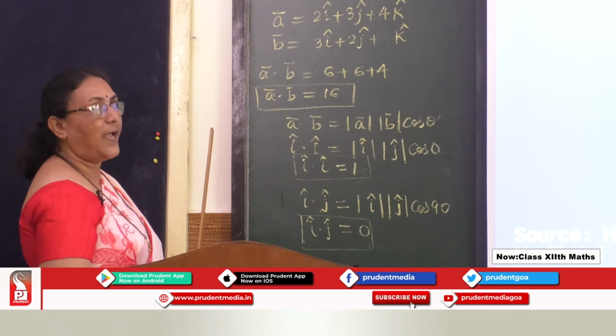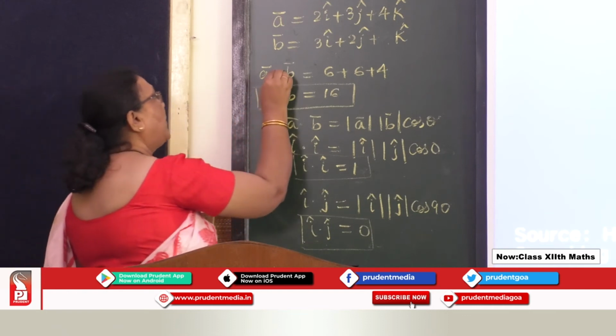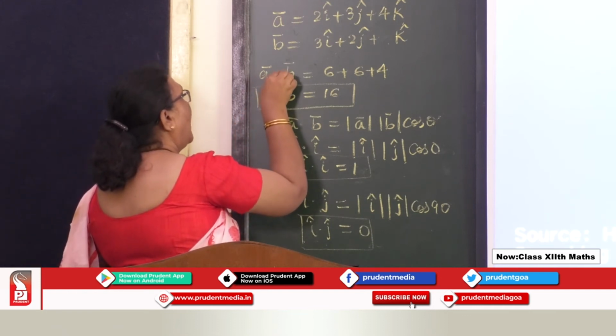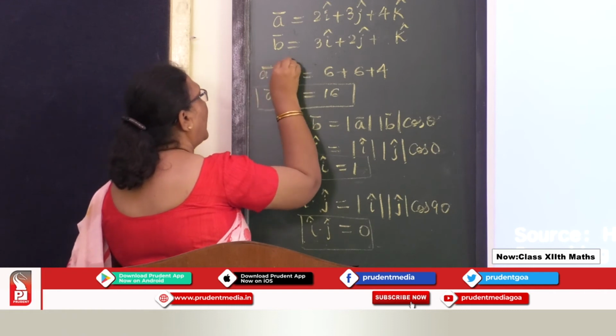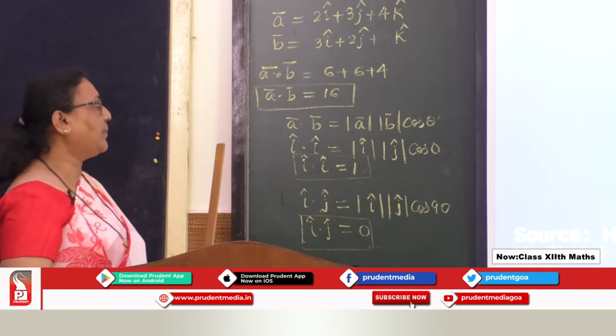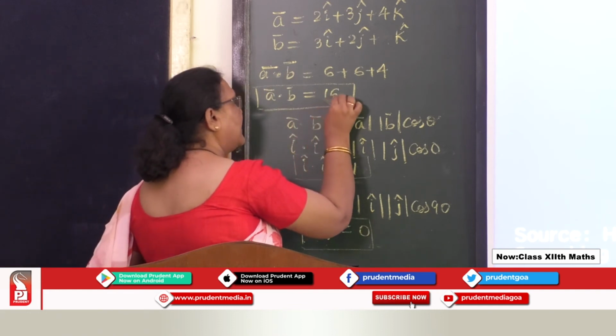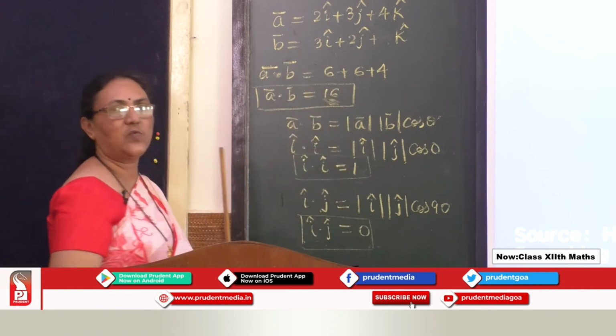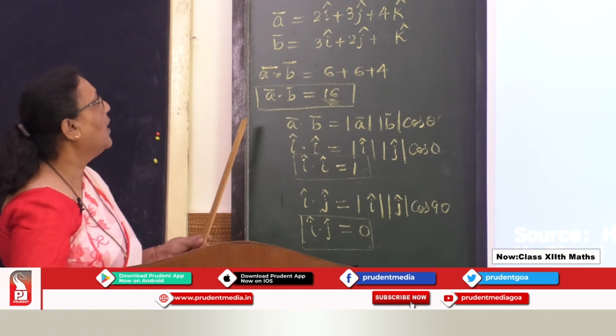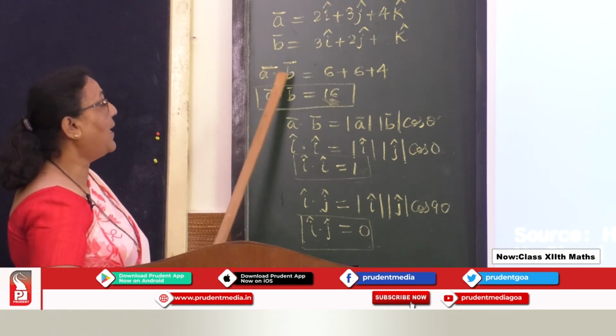Now, how to multiply? This is called the dot product, or it is called the scalar product. Why is it called the scalar product? Because when you simplify this, you will get a scalar answer, it is not a vector. That is why it is called the scalar product. Now how to multiply these two vectors?